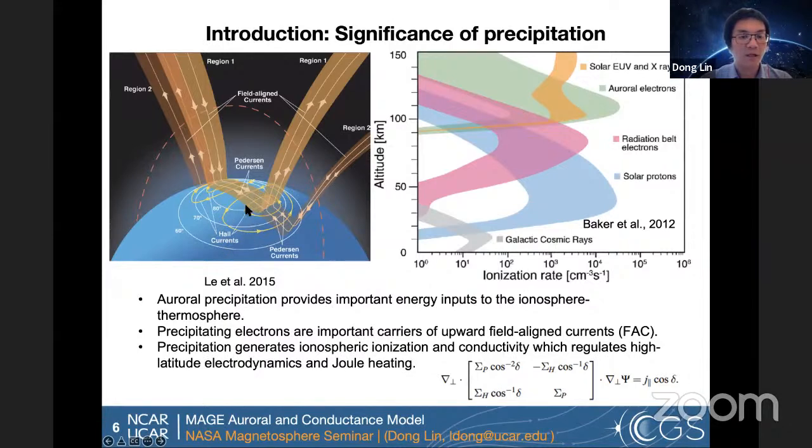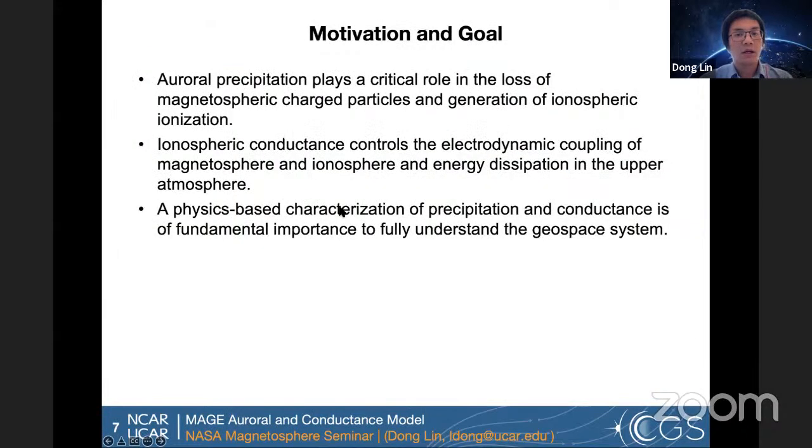This is particularly important because they can also map back to the magnetosphere, so that regulates the counterpart in the magnetosphere. So here's a summary of our motivation and the goal. We know auroral precipitation plays a critical role in the loss of magnetospheric electrons and ions. They can also generate ionospheric conductivity, which then regulates the electrodynamic coupling and energy dissipation. So we hope to develop a physics-based characterization of precipitation and conductance in order to fully understand the geospace system.